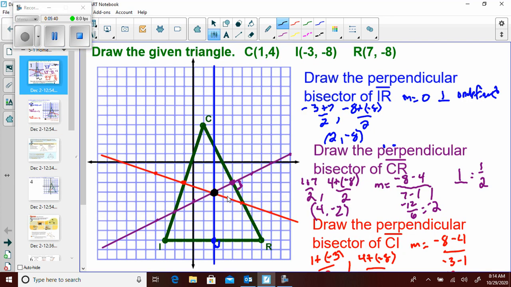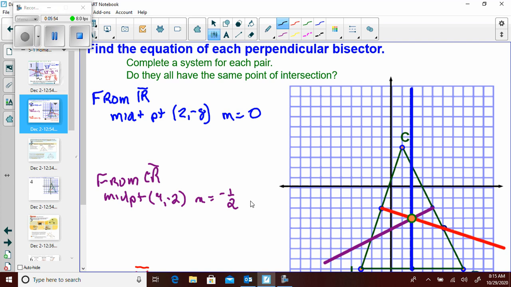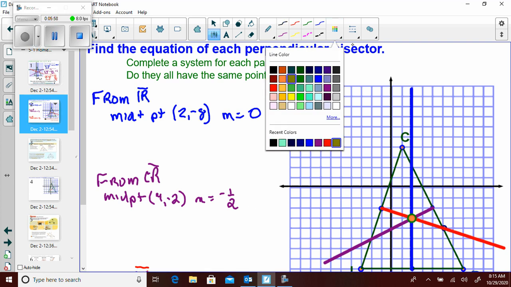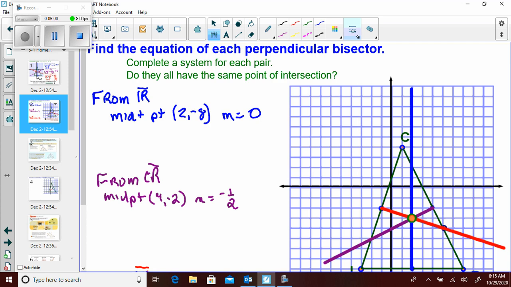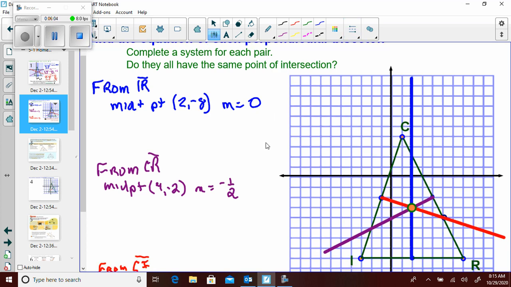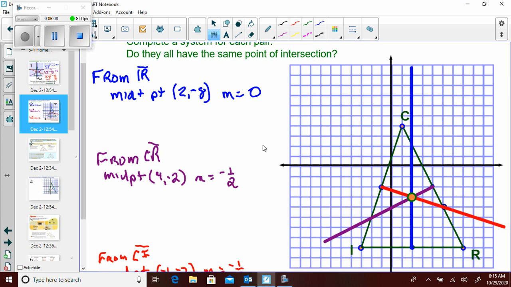Here, it was very easy to see the point of intersection, right? Well, let's pretend it wasn't on an exact point. Let's say it was like right here. You'd need a way to solve this. So in order to do that, you're going to need a system. And what we're going to do is find the equation of these three lines and show that if you do a system, you'll find the point of intersection.